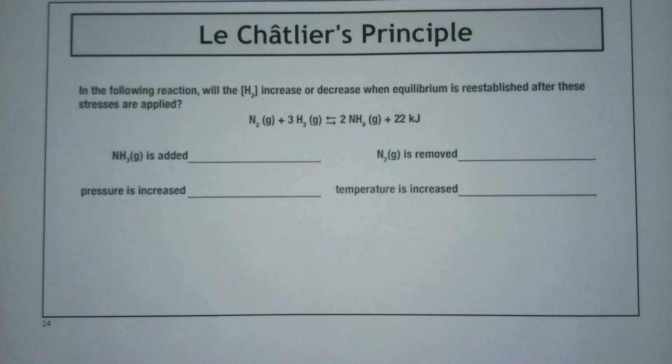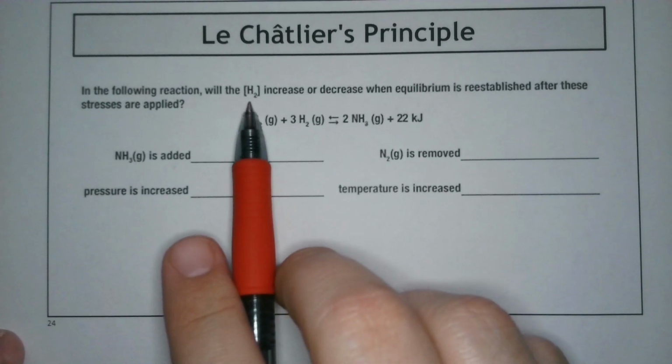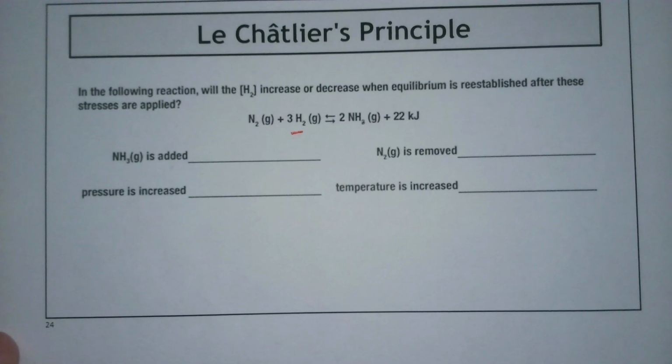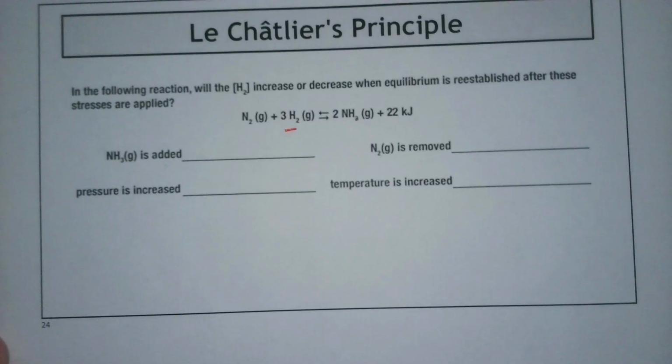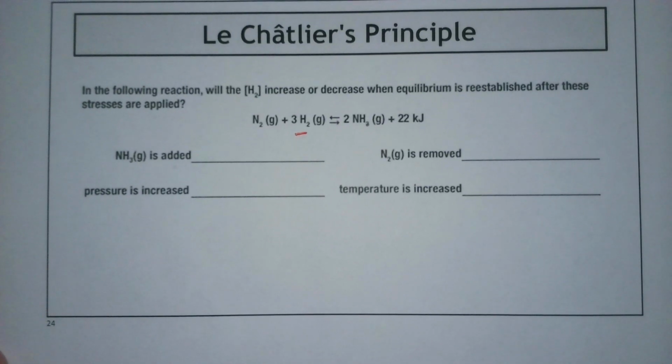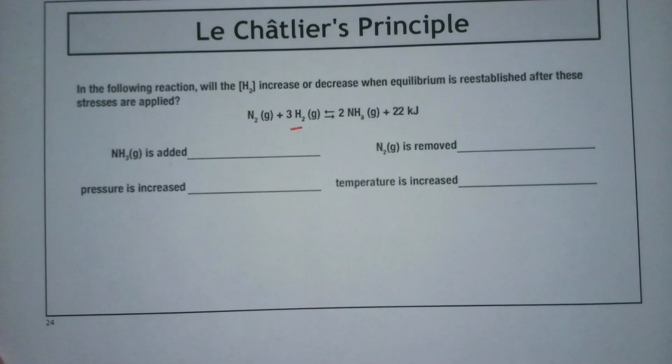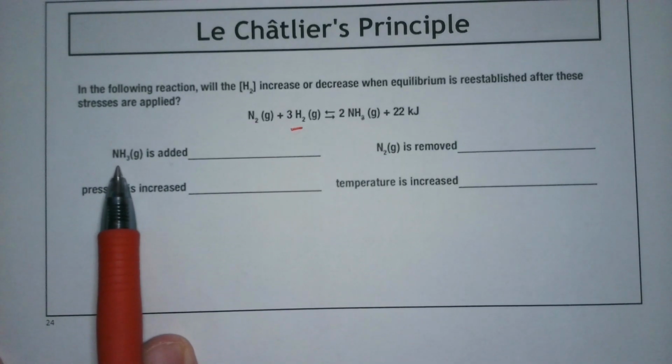So we have 2 things left. We have Le Chatelier's principle. It says in the following reaction, will the concentration of H2, so that's what we're looking at, how much of this we have, increase or decrease when equilibrium is reestablished after these stresses are applied. So we're going to stress the system by adding or removing something and see what our concentration of H2 will be after. First, I add some ammonia.